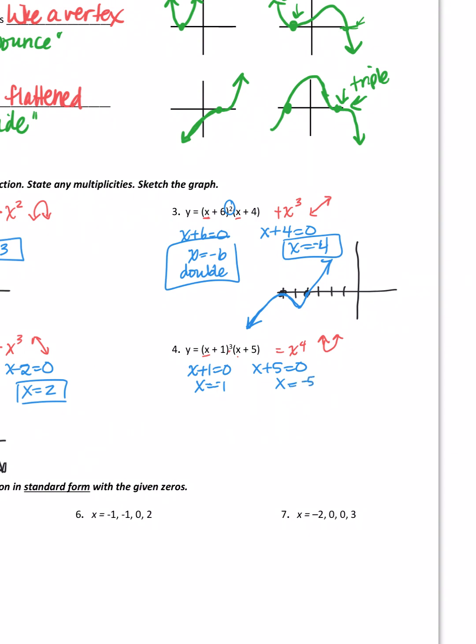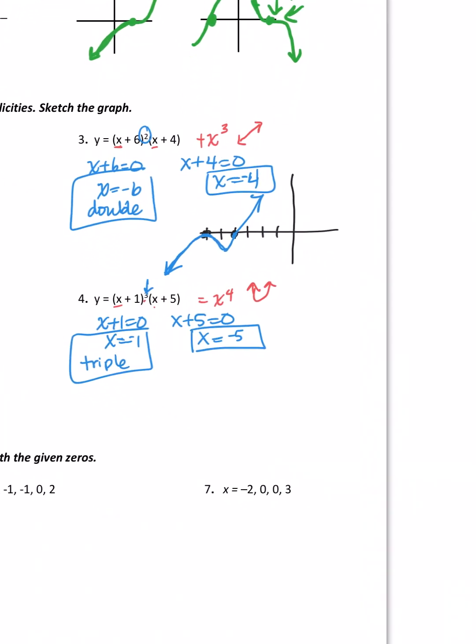Okay, so again, I need to look at this. Look at my power. That 3 means this is a triple. So I need to indicate that. This one's a single. I don't have to write anything there. But let's think about our graph. What is going to happen here? Okay, I know it's going to hit at negative 5, and I know it's going to hit at negative 1.